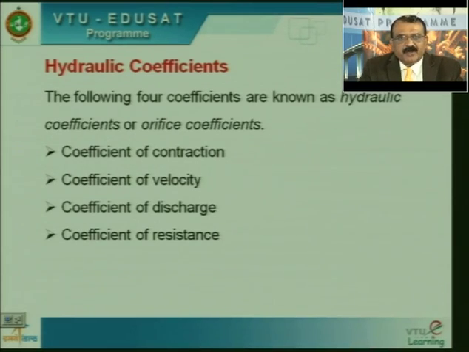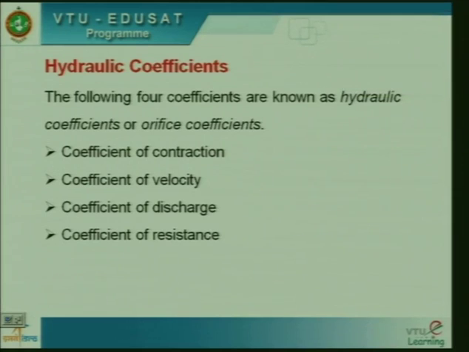That equation we call what is known as Torricelli's equation. Remember, Torricelli's equation is a theoretical velocity, V is equal to root of 2gh. Now, if you multiply that by the coefficient of velocity, you are going to get the actual velocity. In addition to these three hydraulic coefficients, there is another hydraulic coefficient called the coefficient of resistance. Let us see this in the next slide.